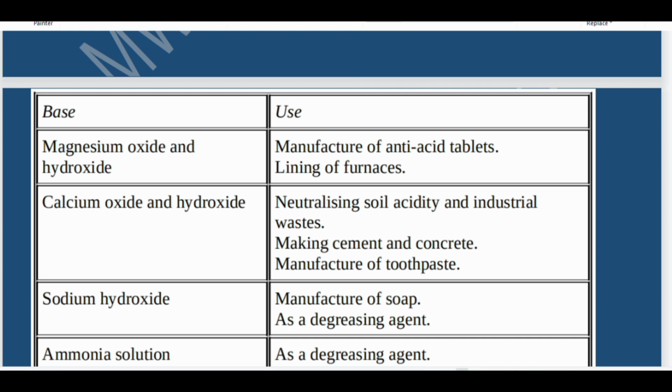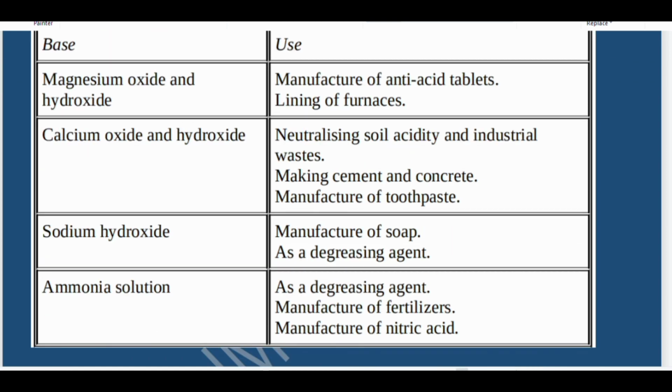before it is emitted into the soil or the environment. It is also used in making cement and concrete. It is also used in manufacture of toothpaste. Calcium oxide and hydroxide are used in manufacture of toothpaste. So you can see that they play a bigger role in our real life. We have sodium hydroxide that is used in manufacture of soap and also as a degreasing agent.